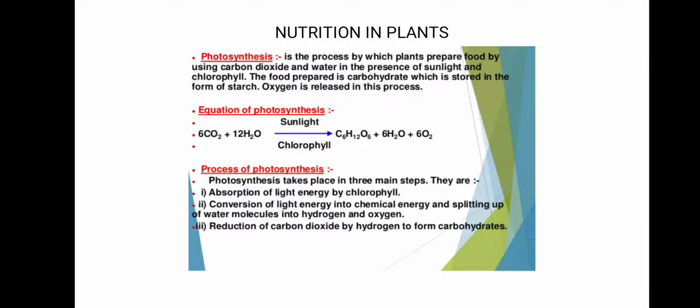Now let's go to nutrition in plants. I have already told you plants are autotrophs. That means they prepare their own food. So how do they prepare their own food? What is the process called? You have been studying this for a long time. The particular process we call photosynthesis.